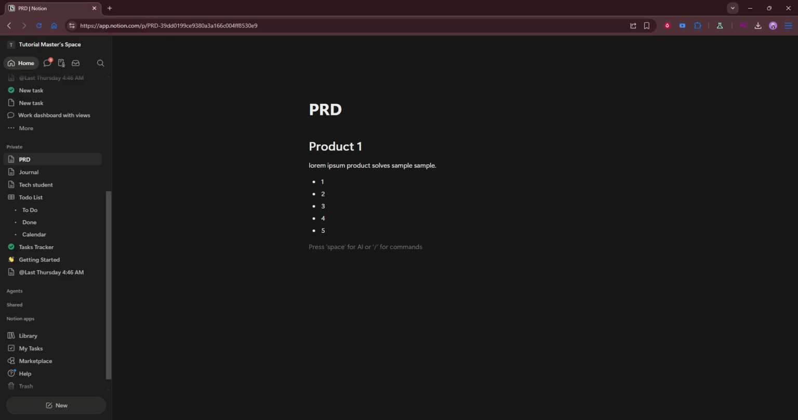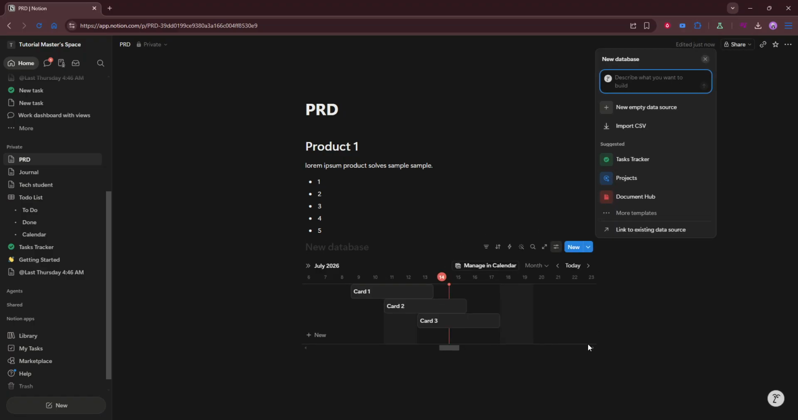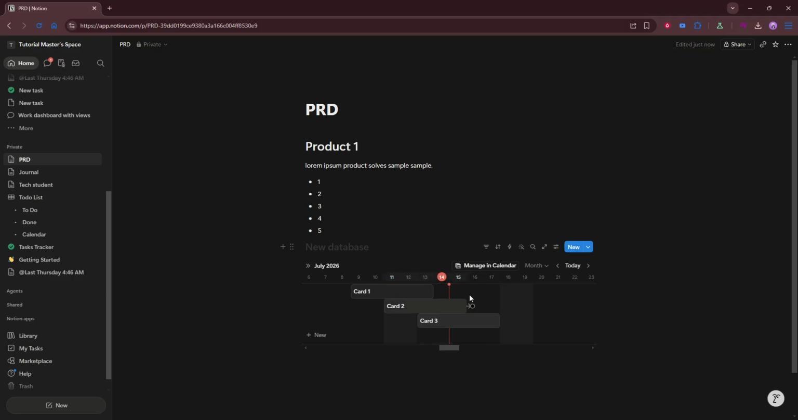From there, include timelines, owners, and any important notes. Timelines help set expectations around delivery. Owners make responsibilities clear so everyone knows who is accountable for each part of the work. Important notes can capture dependencies, risks, assumptions, or anything else the team should keep in mind as the project moves forward.